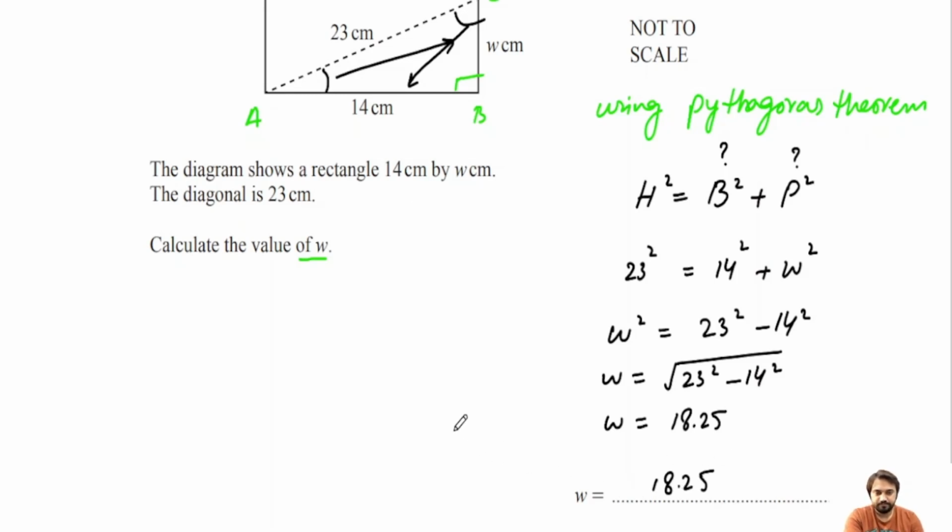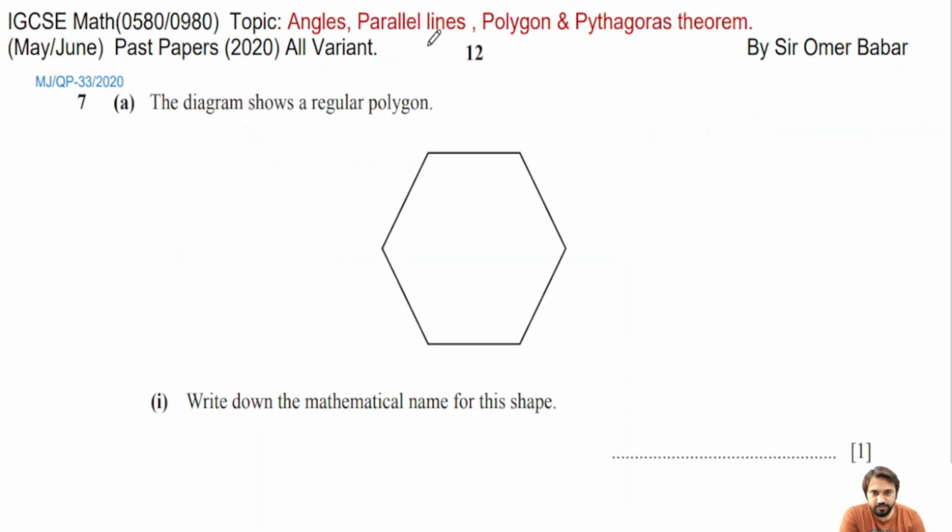Now our next question is question 7 that appeared in 2020. The paper was 3 and the variant was also 3. Part A says the diagram shows a regular polygon. This is a polygon. We should know the name of this one, and here we have to write the name as well. So what is the name of this thing? How many sides? 1 2 3 4.